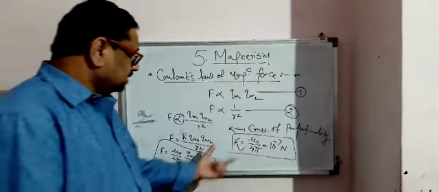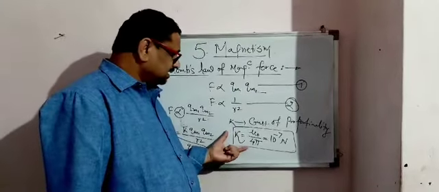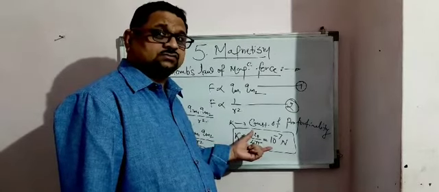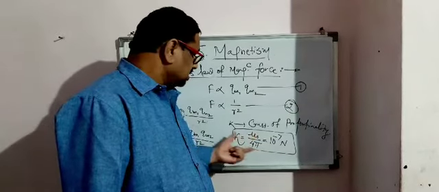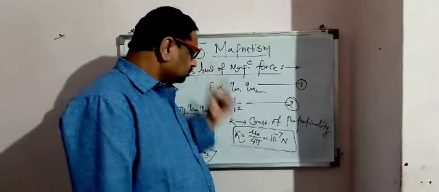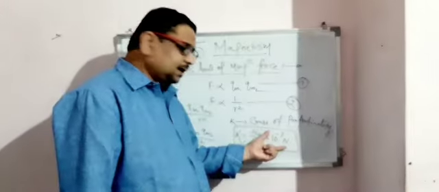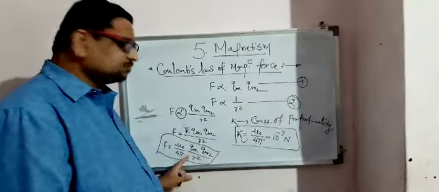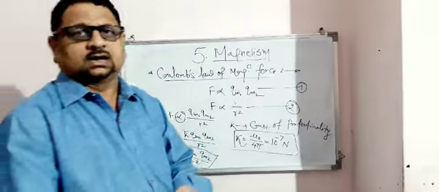Please note this value of K, we have already seen in the Biot-Savart law also, if you have remembered. K is equal to mu 0 upon 4 pi, the value of this is 10 to the power minus 7 newton. So on the basis of this expression, on the basis of this law, we will take one numerical. Let us see.